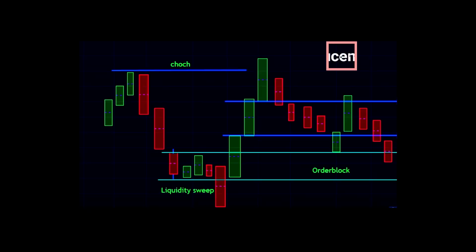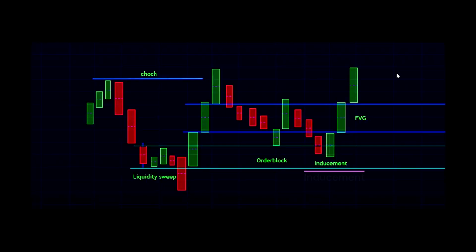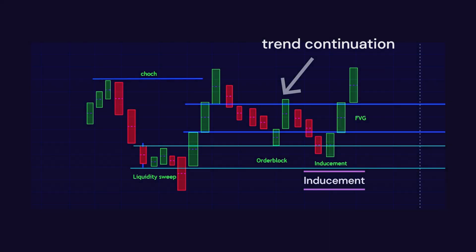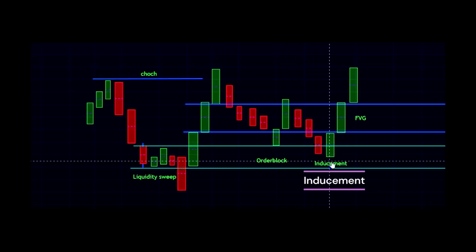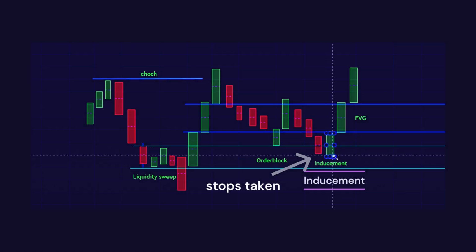Finally, we have inducement. Inducement is when the market lures traders into false entries before making the real move. Price might form a small breakout or trend continuation, encouraging traders to enter early. Once enough traders are positioned, the market reverses, taking their stops and using the liquidity to fuel the true direction.